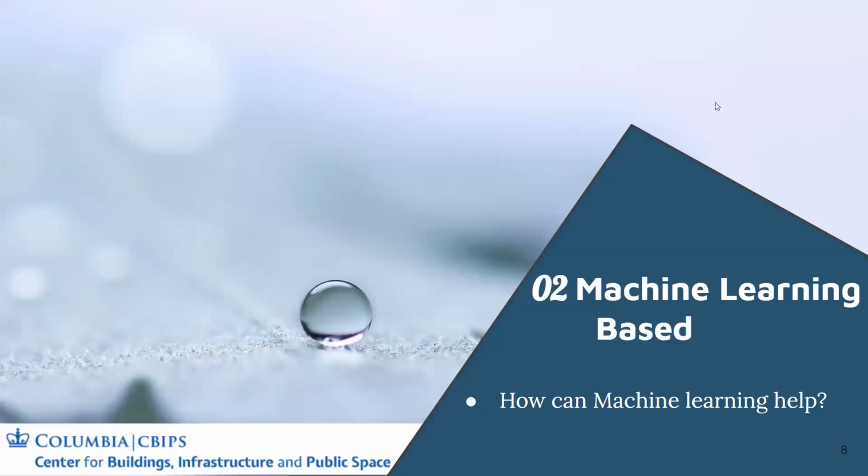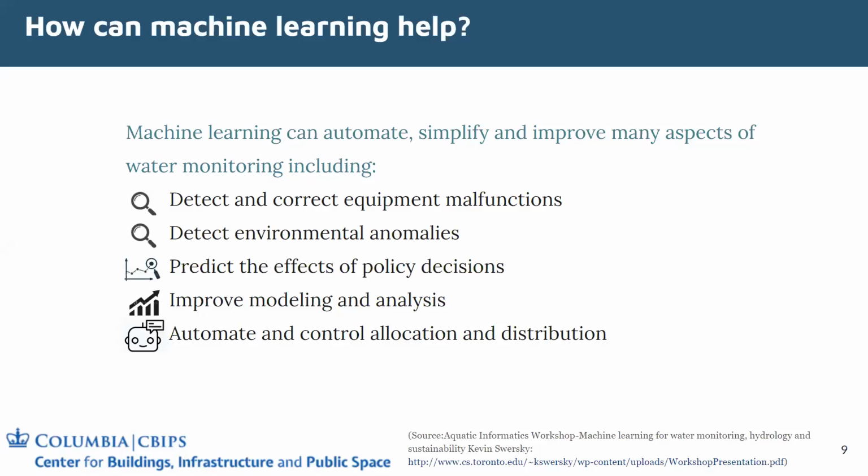So we will lead you to the second part of our research. How can machine learning be involved in this process? We put it in 5 categories. Machine learning can detect and correct the malfunctions of the equipment, detect the environmental anomalies, predict the effects of policy decisions, improve modeling and analysis of water data, and automate and control allocation and distribution of the water.